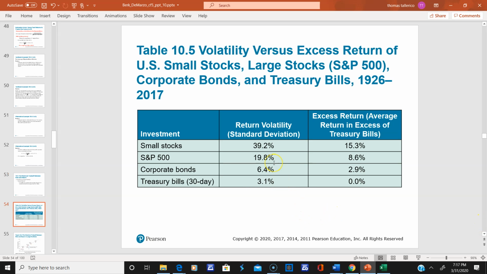You can see here the volatility for small stocks, and the S&P, which I think we saw before. The excess return is above and beyond the T-bill rate. So we take the T-bill rate out here. What we're doing is subtracting the T-bill rate from everything here. This is the excess in lieu of a risk-free rate of return. I hope you're clear on that. Just subtract whatever we calculate for the Treasury bill.